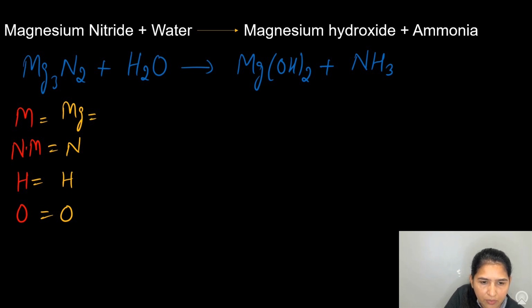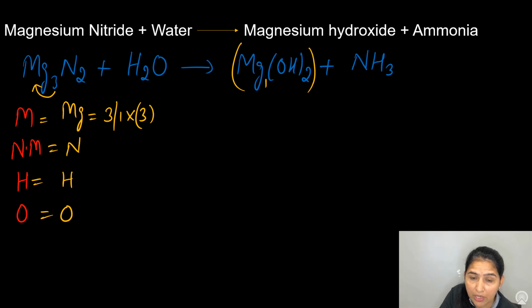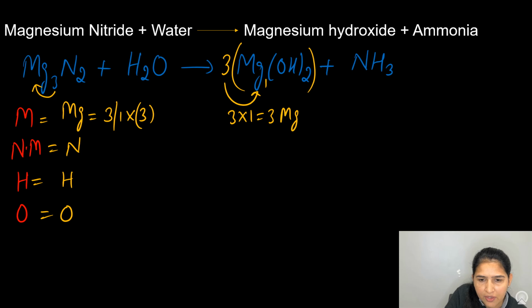While I'm counting magnesium, I can see I have 3 magnesium on the left hand side while I have only 1 magnesium on the right hand side. So what I will do for that, I'm going to make it times 3 on the right hand side. It's a compound here on the right hand side, so I will make it times 3. While doing it, I can see 3 of magnesium. Yes, so now let's go to the next element.